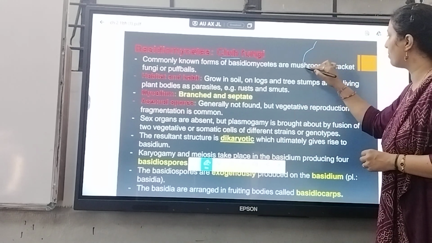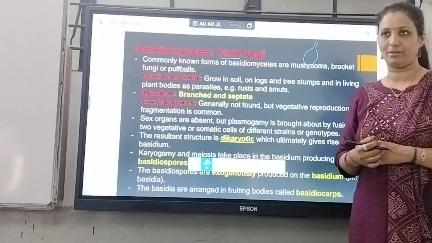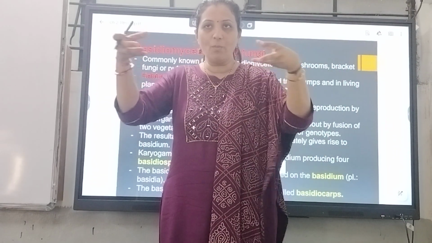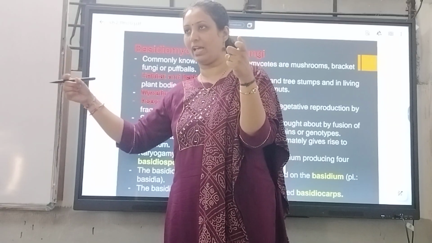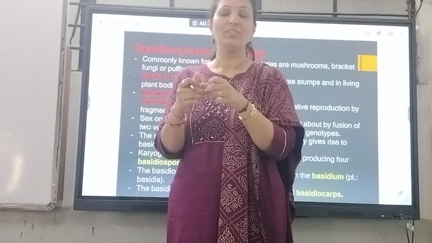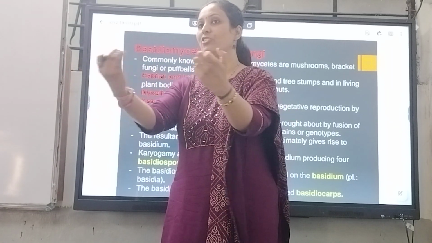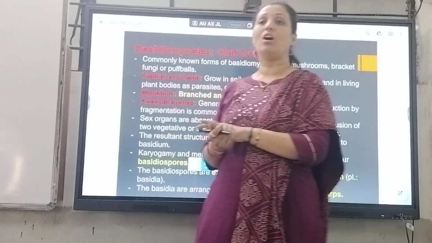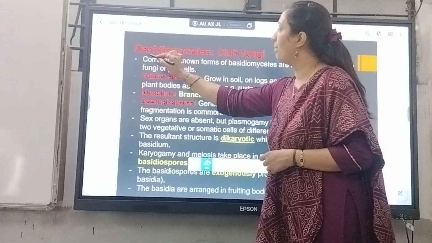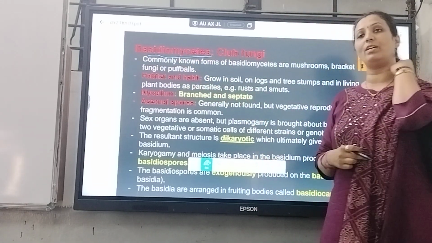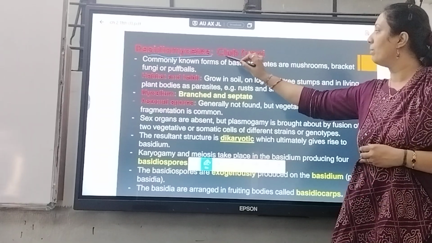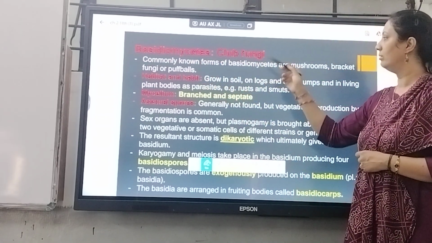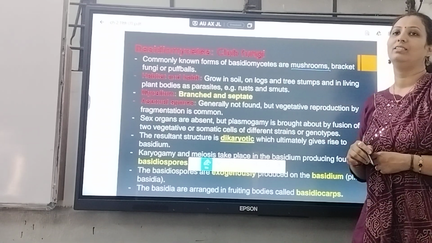Here the club-shaped structure somehow looks like this, right? That is formed over here, so we call it club fungi. And so many clubs, how does the shape look? In that format somehow over here. So many club-shaped structures are joined and form one fruiting body structure, right? According to that, the name given is Basidiomycetes. Which one? Basidiomycetes, commonly called club fungi.